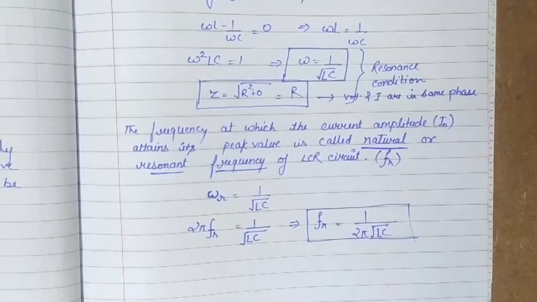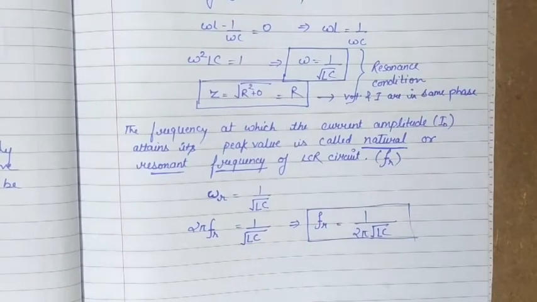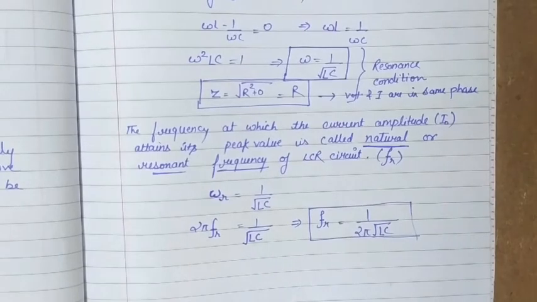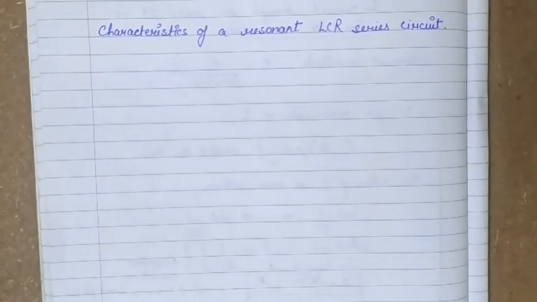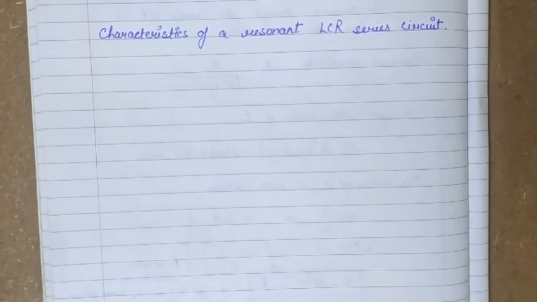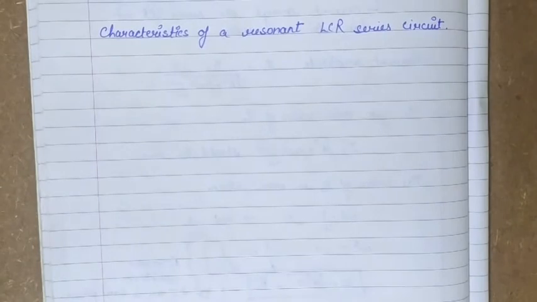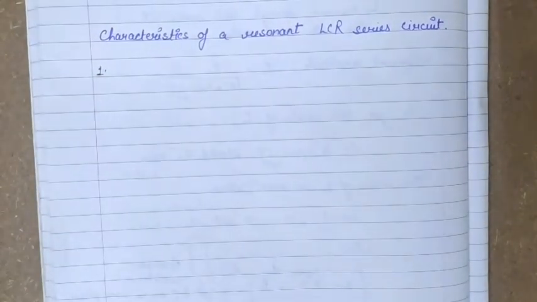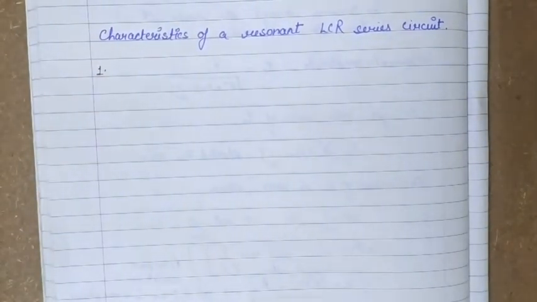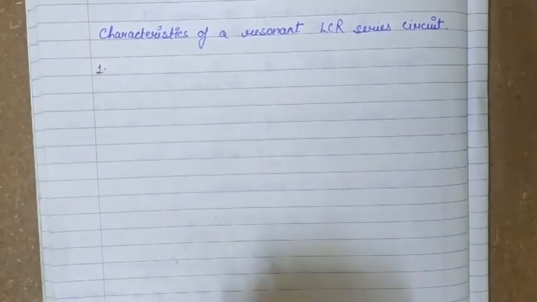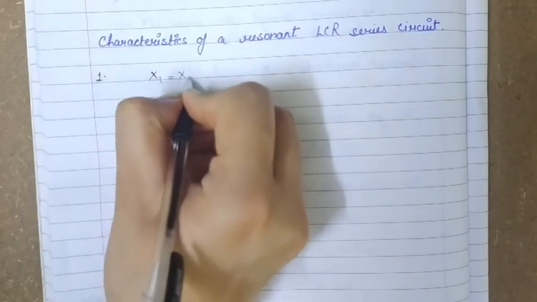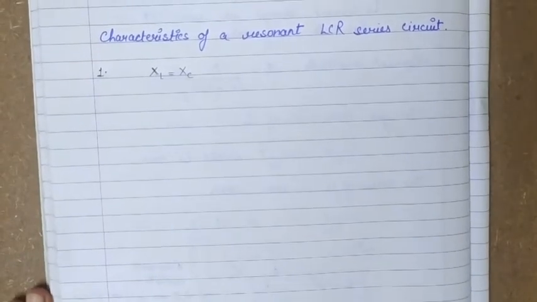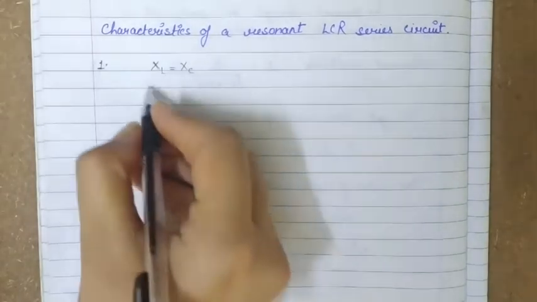Now after this we are going to see what are the main characteristics of a series resonant circuit. If a circuit is showing resonance, then what are its characteristics, that we are going to sum up now. So the very first thing is, in such a circuit the resonance occurs only when omega L is equal to 1 upon omega C. That means XL is equal to XC. This is the first characteristic of such a circuit. So for a resonant series LCR circuit, XL must be equal to XC.